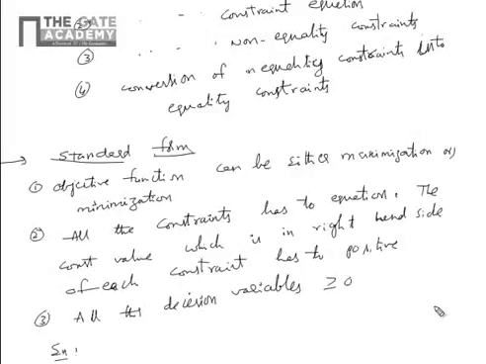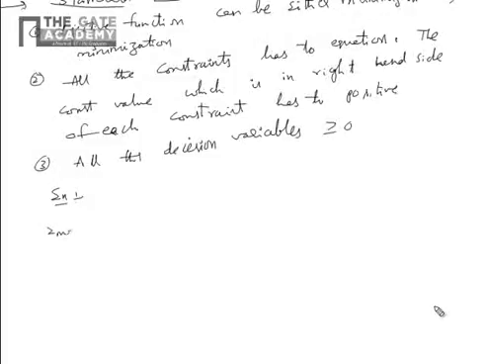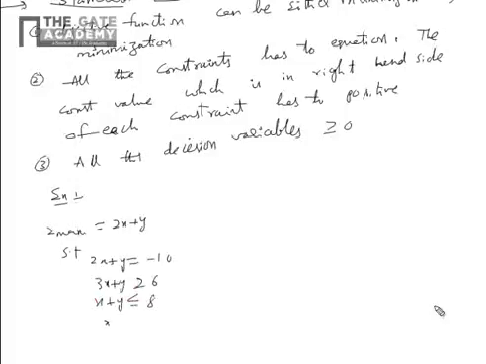Example, Zmax equal to 2x plus y subject to 2x plus y equal to minus 10, 3x plus y greater than or equal to 6, x plus y less than or equal to 8, x comma y greater than or equal to 0. So convert this into standard form.